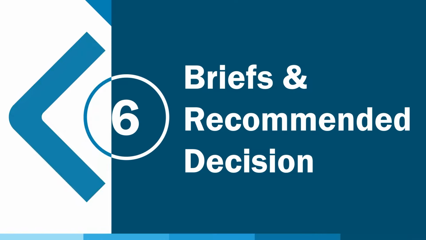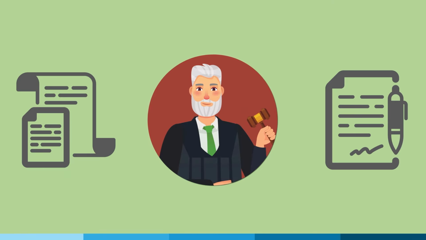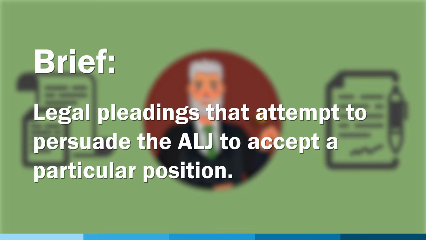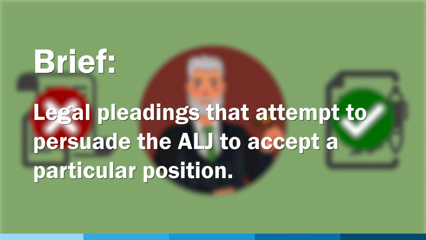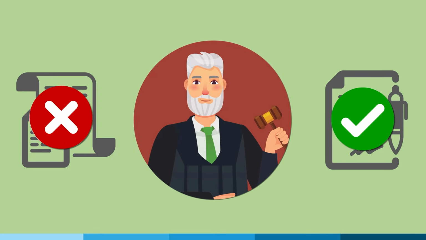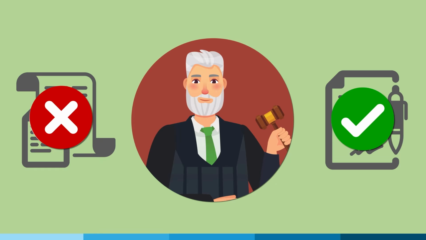Step 6. Briefs and recommended decision. Once all evidence is in the record, the ALJ sets a briefing schedule. Briefs are legal pleadings that attempt to persuade the ALJ to accept a particular position. After the submission of briefs, the ALJ will issue a recommended decision. Parties may file exceptions to the recommended decision.